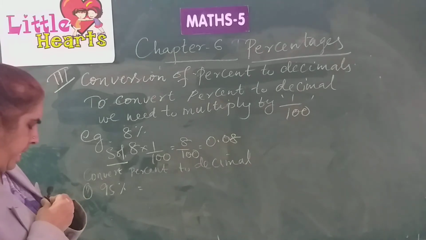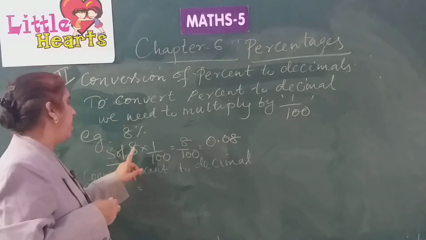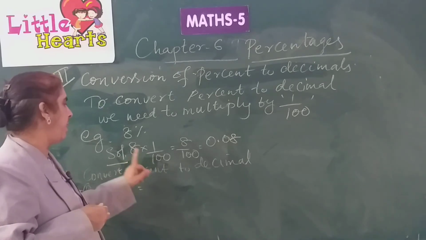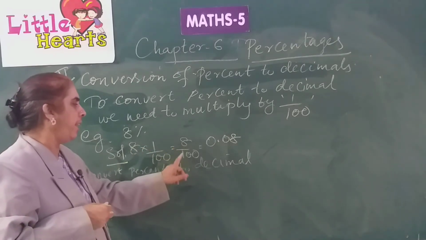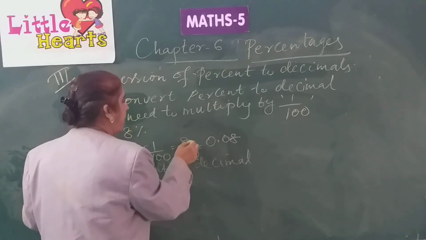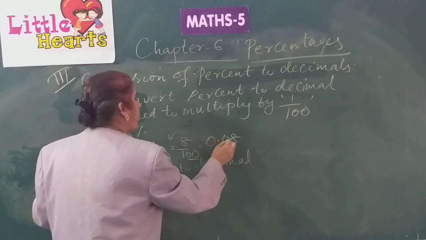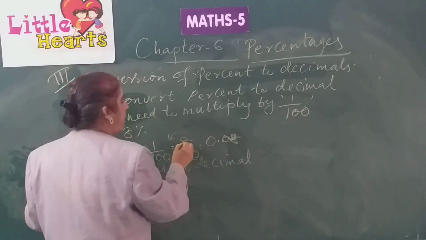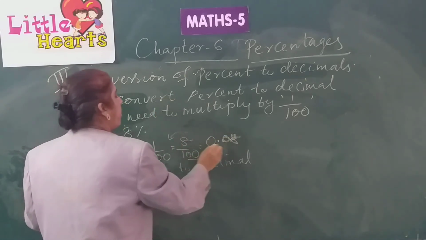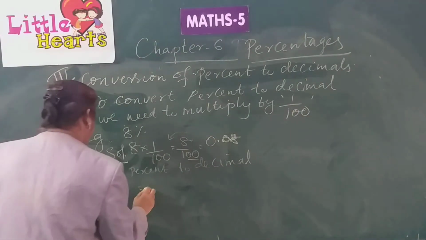So here the first example is 8%. For this you need to remove the percent symbol and multiply by 1 by 100. 8 into 1 by 100, 8 by 100, that is changed into a decimal. When two zeros are there, the decimal should be kept after 2 digits from right. So 0.08. As there is one digit in the numerator, we have to put one more 0 and then the decimal. 0.08.